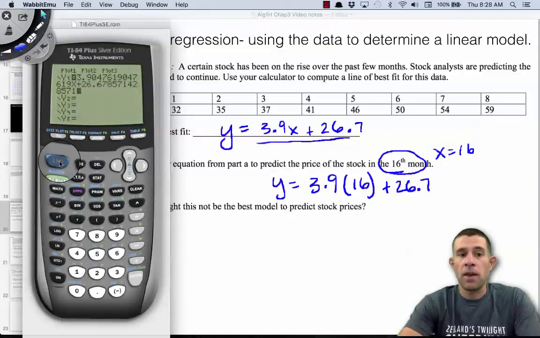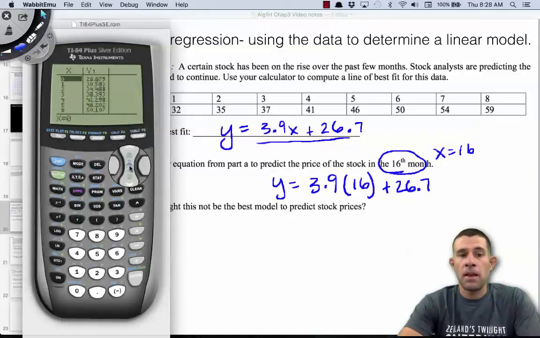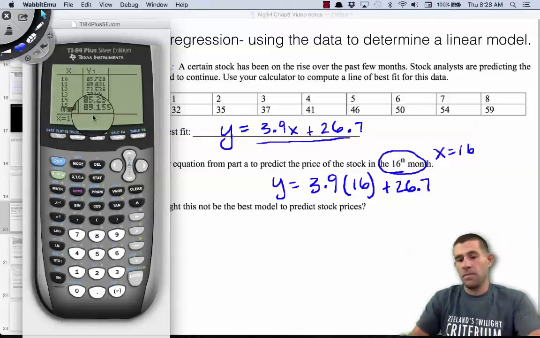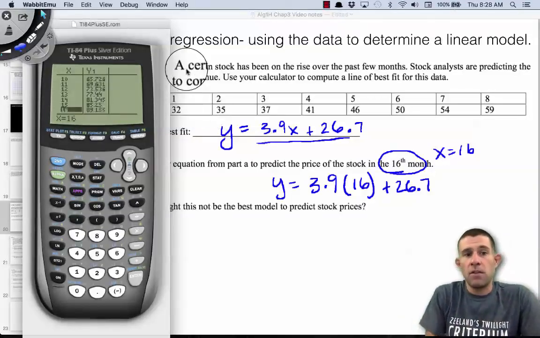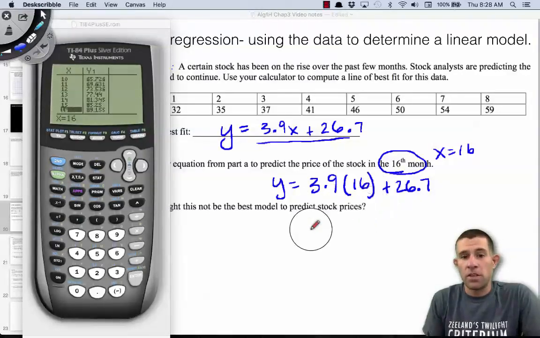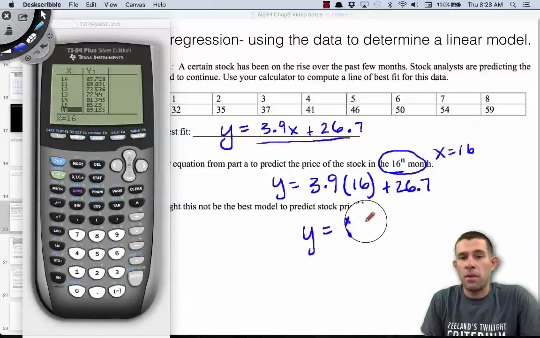Now I can go to my table, and I can scroll down to the 16th month, and I can see my stock prices, and that 16th month looks like it should be about 89.16, which should be the same value that you get if you were to evaluate this equation for 16. So in the 16th month, we're going to say that our stock prices should be at 89.16.